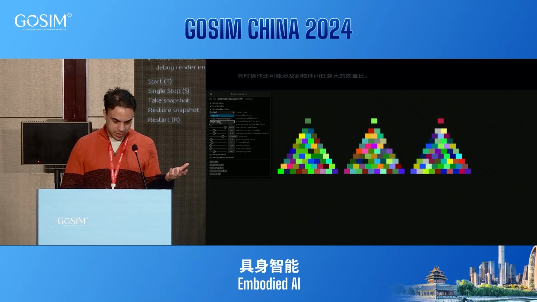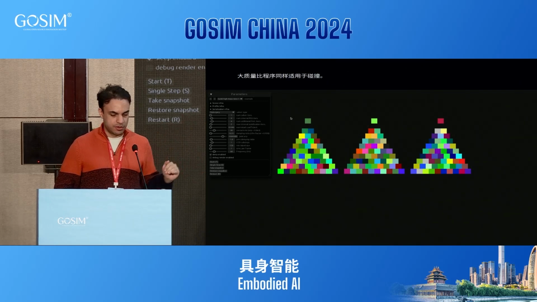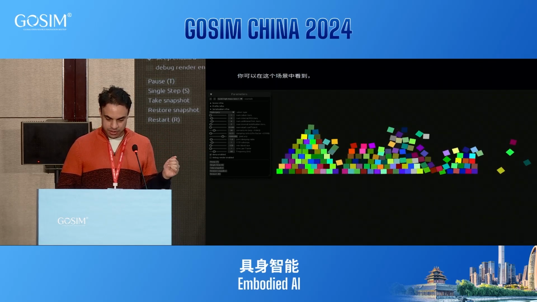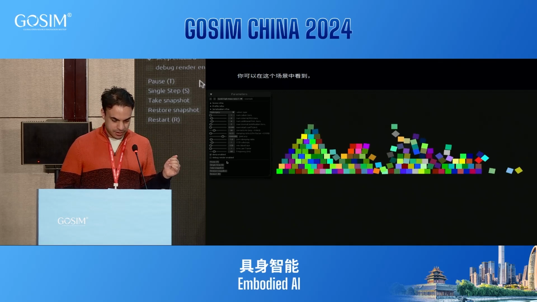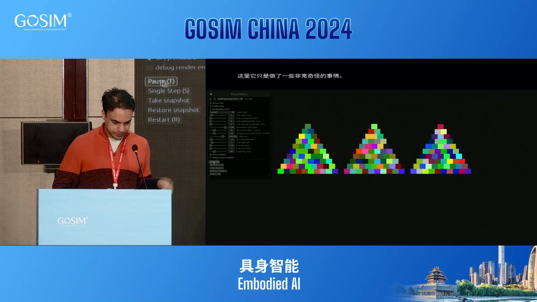So if I switch back to the old solver, you can see in this scene that the one cube on top is much heavier than every other cube. You can see that here it just does some very weird bouncing and pushing. But if I switch back to the new solver, it's significantly more stable.